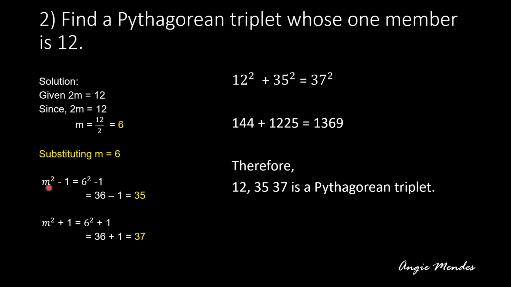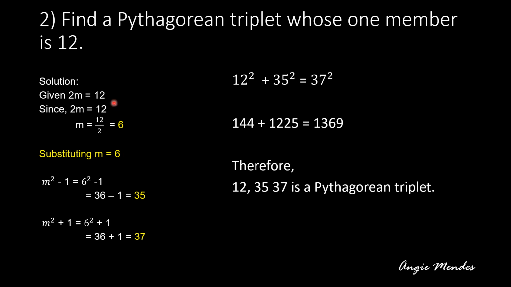This is m square minus 1. Substitute the value of m in this, so you will get 6 square minus 1. 6 square is 36. 36 minus 1 is 35. So this is one number that we have found, which is 35. The next one is m square plus 1. So this is 6 square plus 1, which is 36 plus 1 is 37.